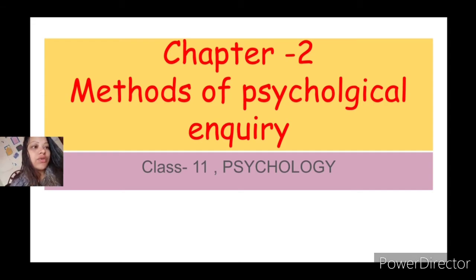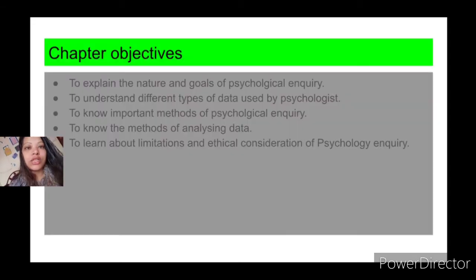Right? So students, you will open your copy and you will write about the chapter objective of this chapter. So in this chapter you will learn about nature and goals of psychological inquiry. You will know about different types of data used by psychologists to know the psychological attributes, and you will learn important methods of psychological inquiry. You will know the methods of analyzing data, and you will learn about limitations and ethical consideration of psychological inquiry, which is very important for you. Okay.